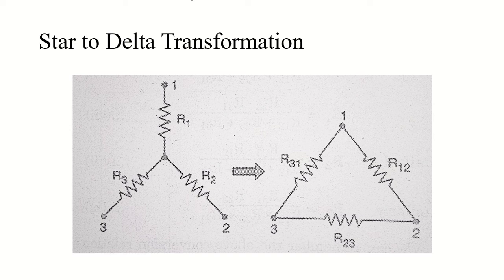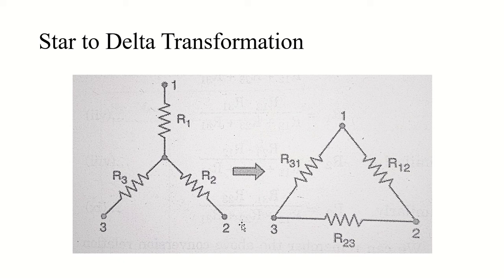So let's come to the topic. Let's start star to delta transformation. As we have seen in the previous video, this is a star connection. It has three branches, or you can say three different streams, R1, R2 and R3, which are connecting here at a junction point, which is known as neutral. And we have delta connection, in which all three of my resistances are connected with each other directly.